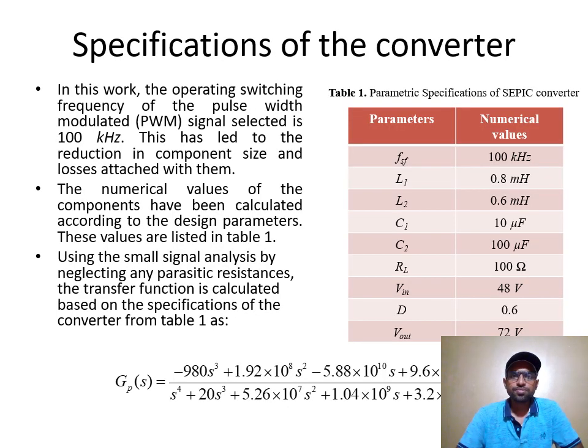These are the specifications of the converter that I have designed according to a switching frequency of 100 kHz. This has led to a reduction of component size and losses attached to them. The transfer function of the converter has been calculated using small signal analysis, neglecting any parasitic resistances, and hence the transfer function is shown in equation 1.